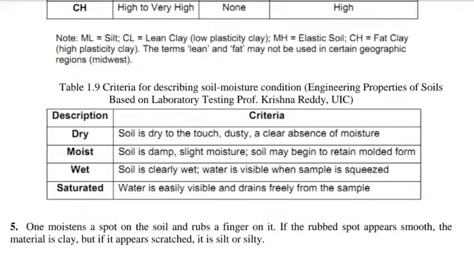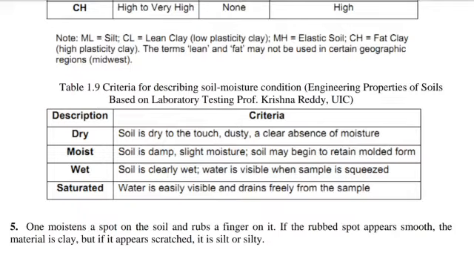Description: dry. Criteria: soil is dry to the touch, dusty, a clear absence of moisture. Description: moist. Criteria: soil is damp, slight moisture, soil may begin to retain molded form. Description: wet. Criteria: soil is clearly wet, water is visible when sample is squeezed. Description: saturated. Criteria: water is easily visible and drains freely from the sample.